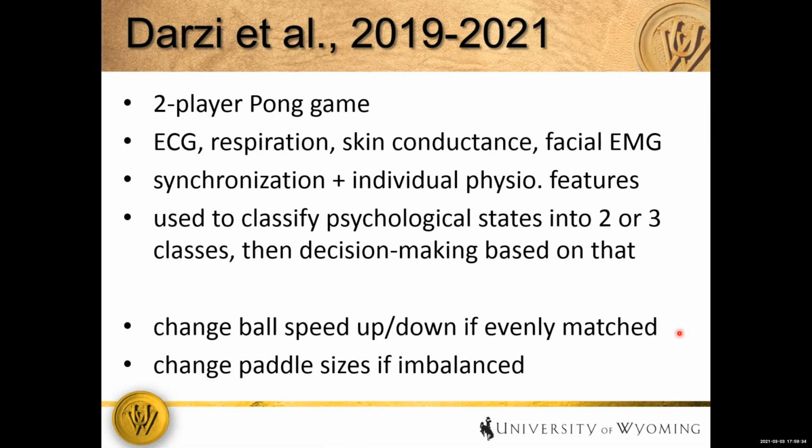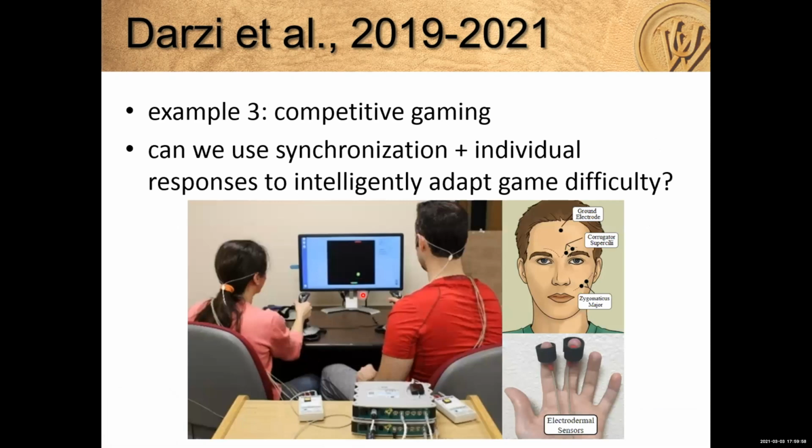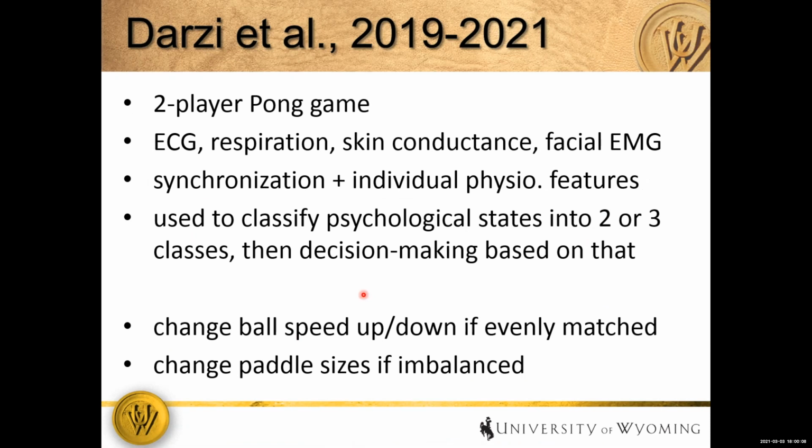This participant is kicking the other one's butt, things like that. And we adapted game difficulty accordingly. For instance, if both participants are evenly matched in a game of Pong, then the ball speed goes up or down, which makes the game equally harder or easier for both participants. If one participant is just straight up beating the other one, then we would move the paddle sizes around so the person who was not doing quite as well would suddenly get a gigantic paddle to make it easier for them.